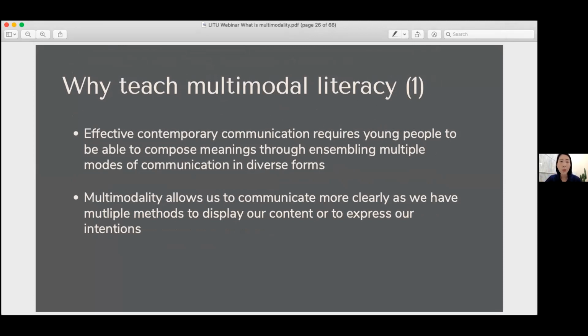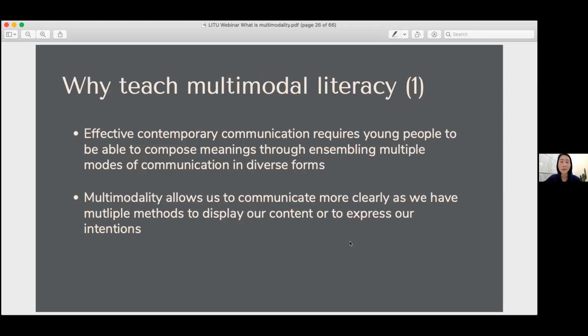But first, let's talk about why teach multimodal literacy. So effective contemporary communication, of course, requires young people to be able to compose meaning through ensembling multiple modes of communication. And that is what we talked about in the first slide, when I asked whether you agree that people read, write, and learn in different ways, and you said totally agree, right? And that is pretty much it, because young people are surrounded by this kind of multimodal text every day. So to be able to communicate effectively in today's contemporary world, it's no longer just about having a grammatically correct sentence produced, right?